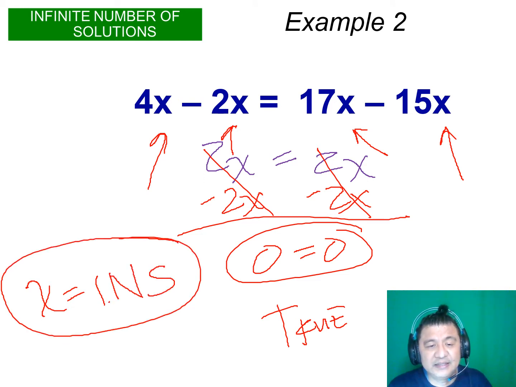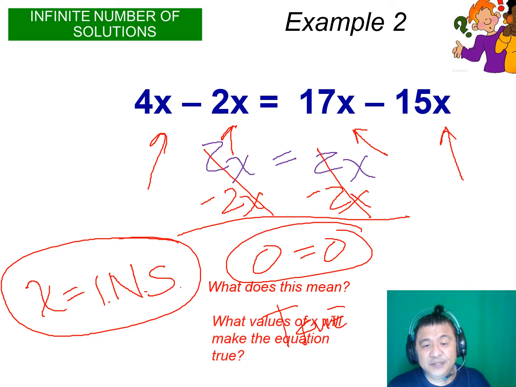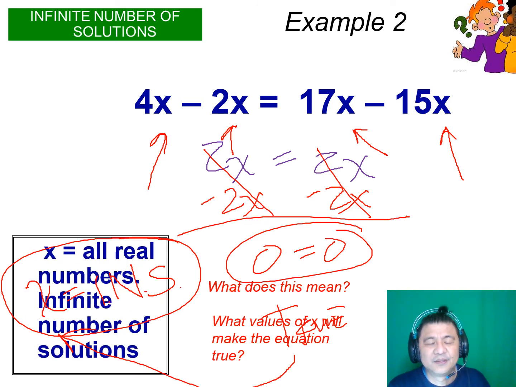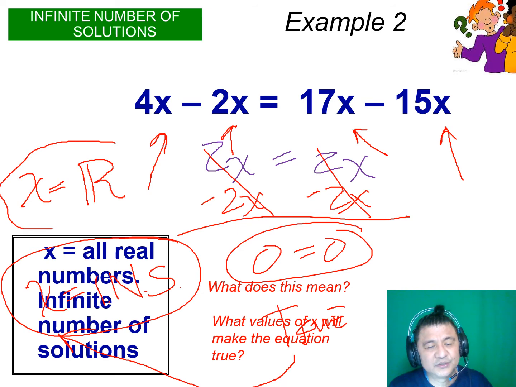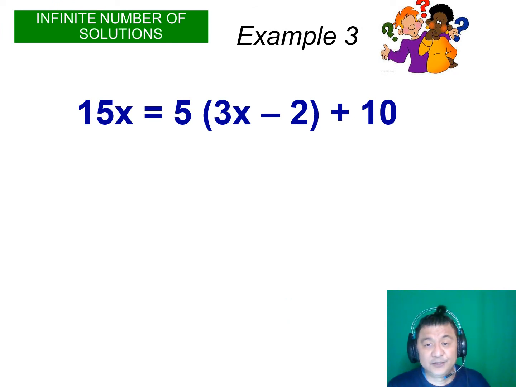You can just write I-N-S. It could be a negative, positive, fraction, or decimal. What does that mean? Any value of x will make this equation true. Yes, it's all the real numbers, an infinite number of solutions. Sometimes math teachers will write all the real numbers. That's how you write real numbers. You could write INS, x is equal to infinite number of solutions, or you could write all the real numbers. Let's try another one.